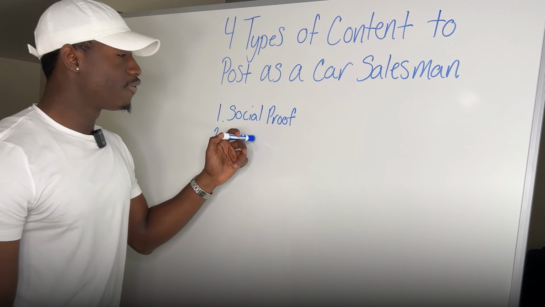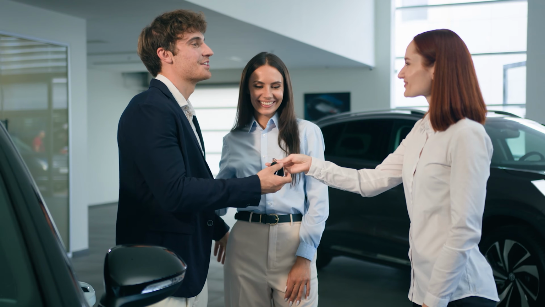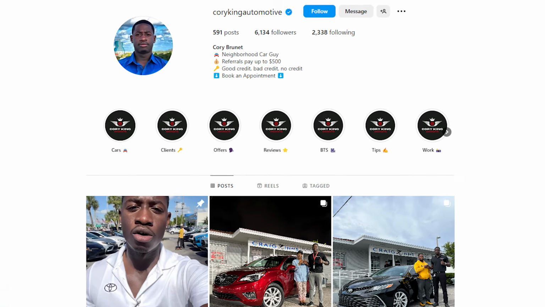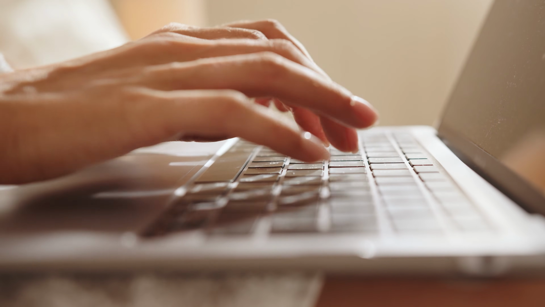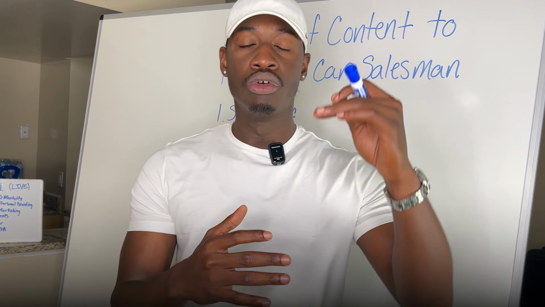Social proof is by far the number 1 piece of content you need to be posting. That can be customers, that can be reviews. I have a review section in my story highlights on my page. That can be testimonials, whatever. You need to be posting social proof.